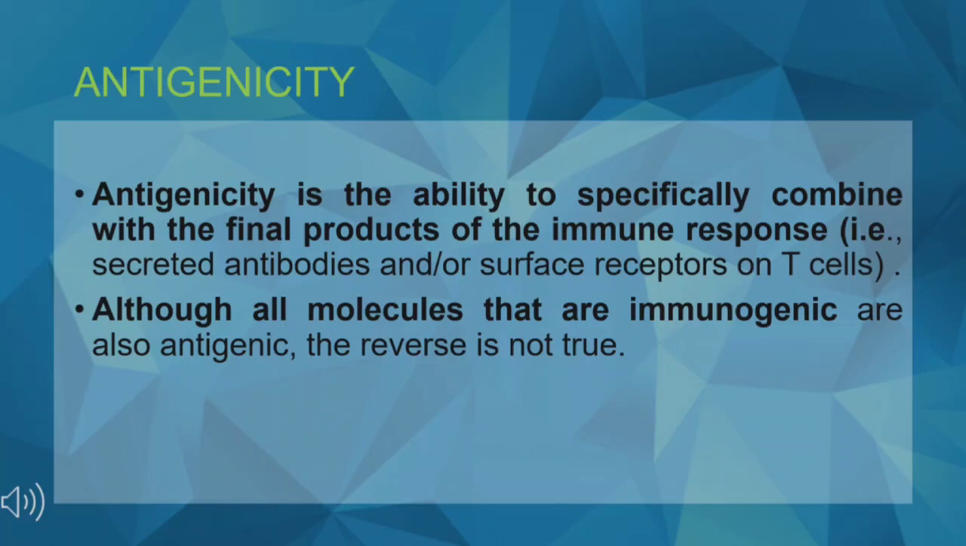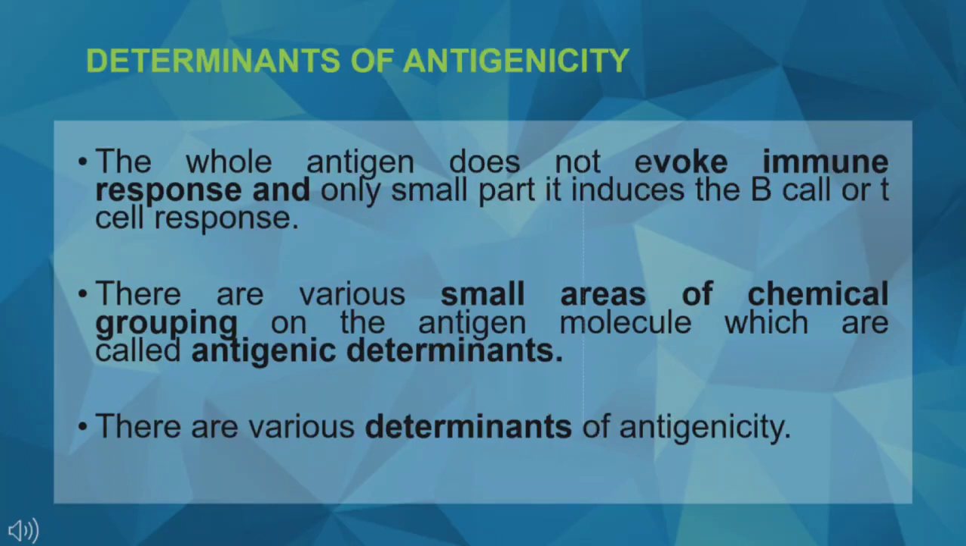First of all, we should know what an antigen is. It is a small or a large foreign particle which induces immunity. And the thing is, all molecules that are antigenic are immunogenic, but not all molecules are antigenic in nature. Now, let's see what antigenic determinants are. This small area of chemical grouping on an antigen molecule that determines the specific immune response and reacts specifically with antibody is called an antigenic determinant.